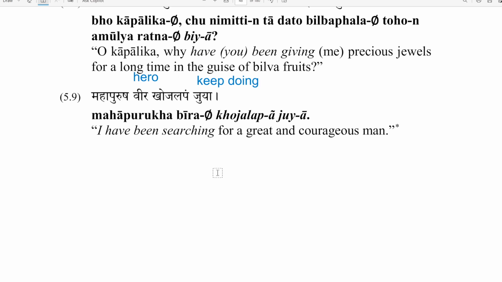We will learn about the auxiliary in lessons 14 and 15. So now you may just memorize that Juye as an auxiliary may function as keep doing something. Because we say Juya is a perfective participle, it's conjunct, and it's a declarative sentence. So we know that the subject must be first person. I have been looking for a hero who is a Mahaprusha, a great man.